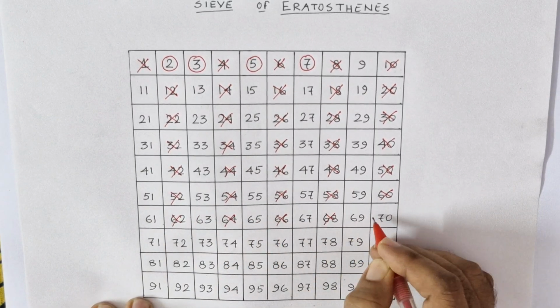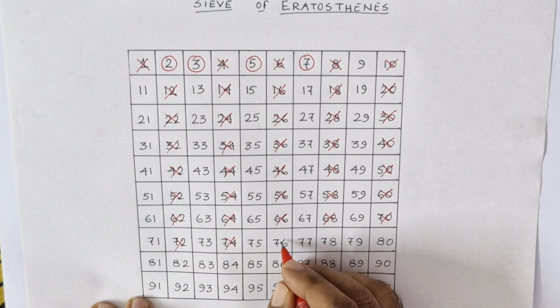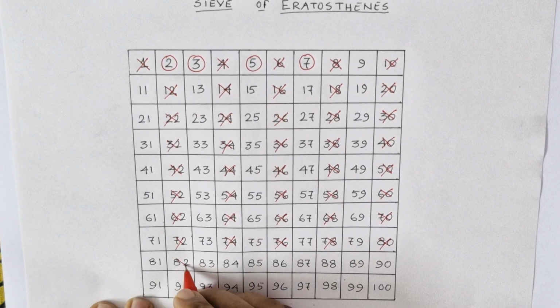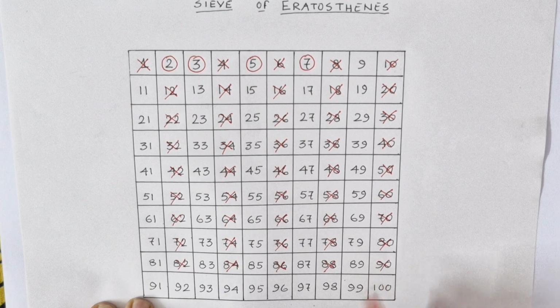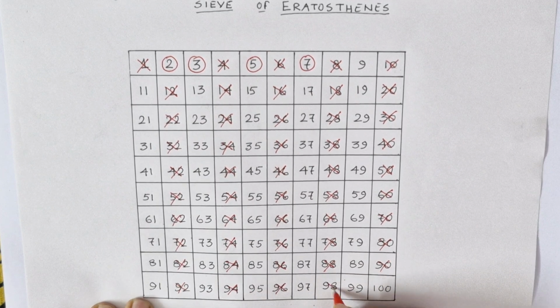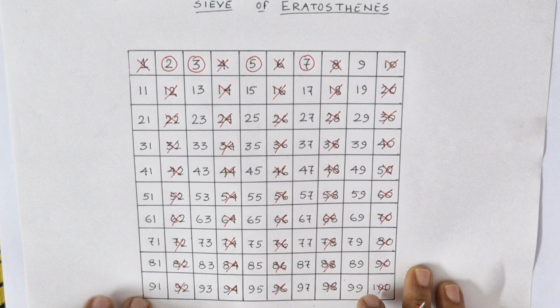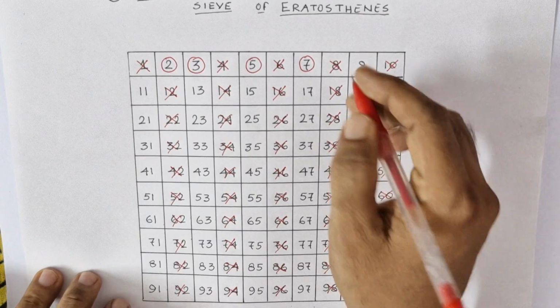Right? See, you don't have to ask anybody. You can find out yourself. So go ahead. So all the even numbers are crossed out. Now what do you need to do? After 2, the next prime number is 3. So cross out all the multiples of 3, right?